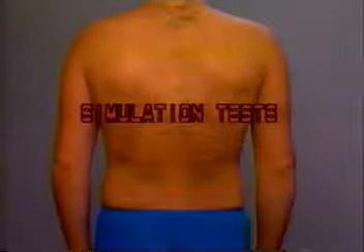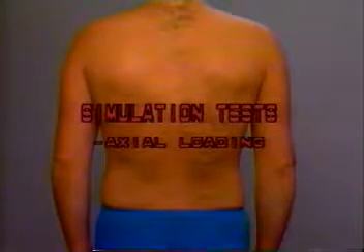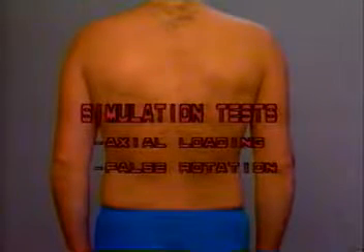Simulation tests. Axial loading, false rotation. The patient perceives that the lumbar spine is being stressed when in fact it is not, and therefore reports of increased low back pain suggest a non-organic influence.